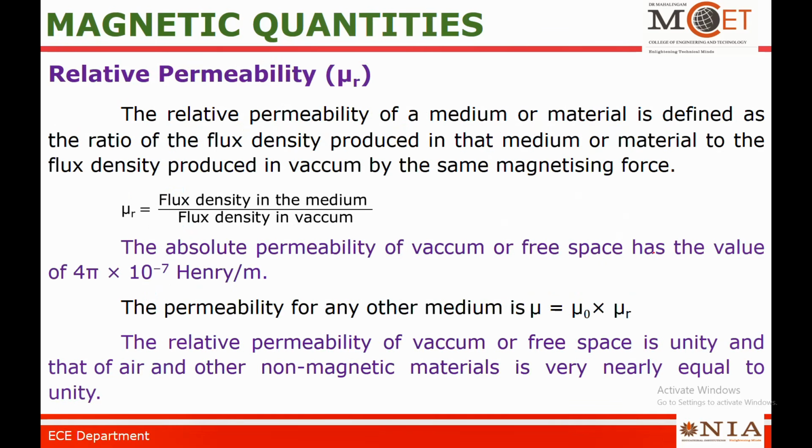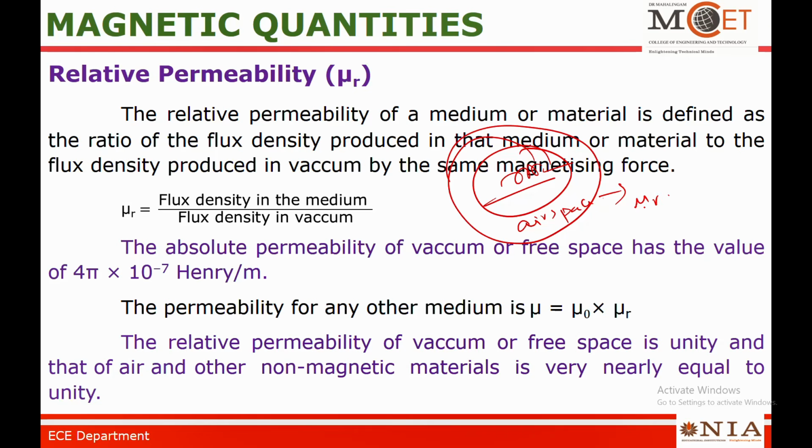Another thing is the relative permeability. The relative permeability is defined as the ratio of the flux density obtained in that medium to that in vacuum. Considering that medium is one factor, and the surrounding vacuum or air space is also one of the constraints to find out this mu r value. So it is the flux density obtained in that medium to the flux density in the vacuum.